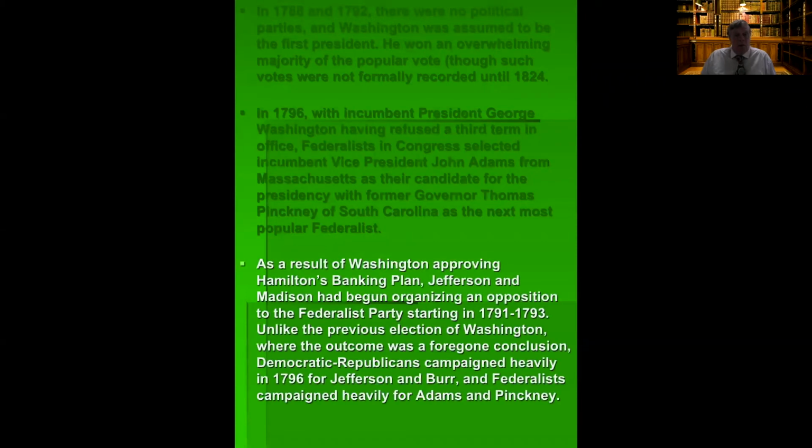As a result of Washington having approved Hamilton's banking plan, Jefferson and Madison had begun organizing an opposition to the Federalist Party starting in 1791, 1793 electoral cycle. Unlike the previous election of Washington, where the outcome was a foregone conclusion, Democratic Republicans, the party initiated by Jefferson and Madison, campaigned heavily in 1796 for Thomas Jefferson and Aaron Burr, and the Federalists campaigned heavily for Adams and Pinckney.